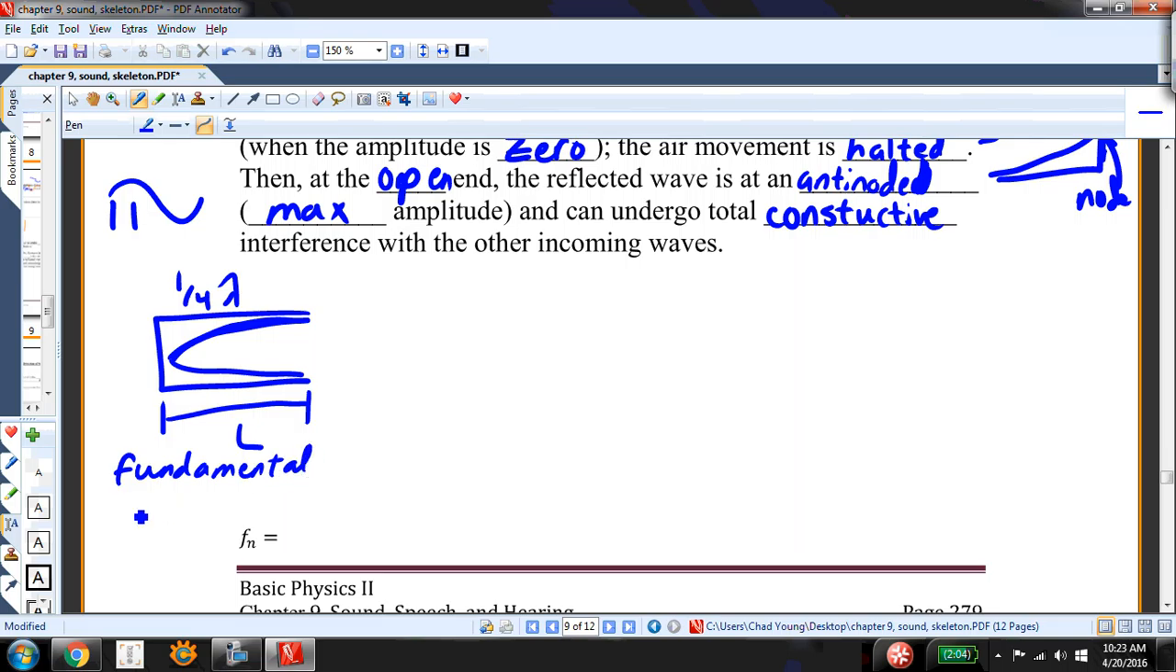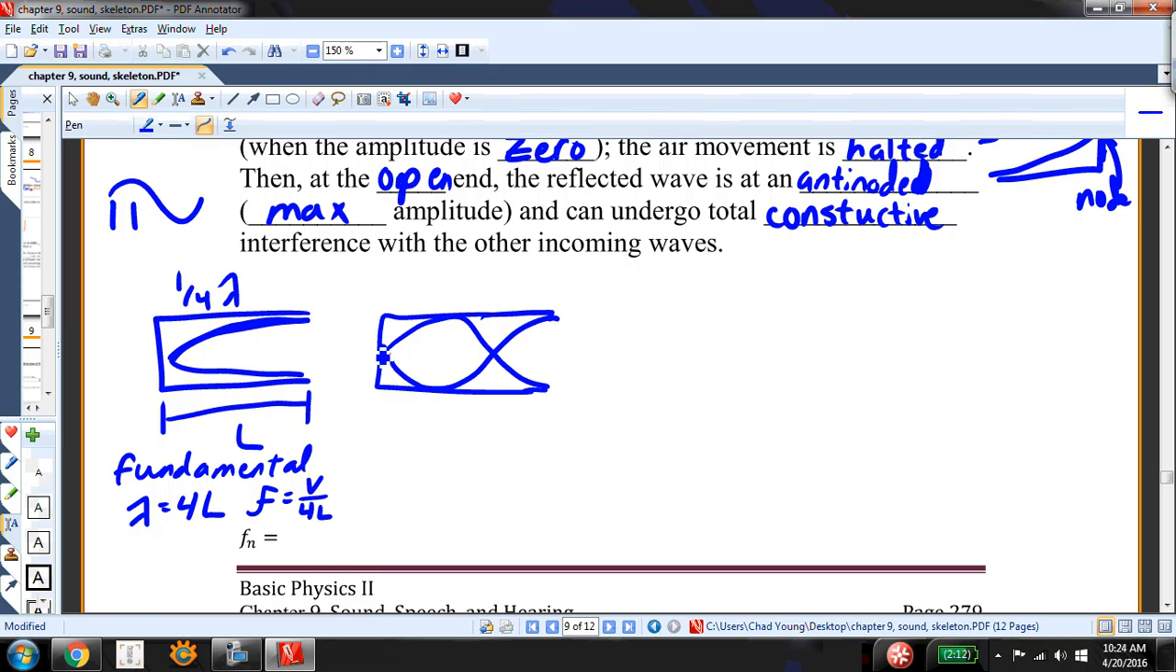So here my wavelength is equal to 4 times L, and so the frequency then is going to be V over 4L, based on our definition of V, f, and lambda. Now, I can also have another tone, keeping the same length tube. I will have another frequency. So here, I have to have a node on one end and an antinode on the other end, but I can get a wave that looks like this. See? Node, antinode on this end.